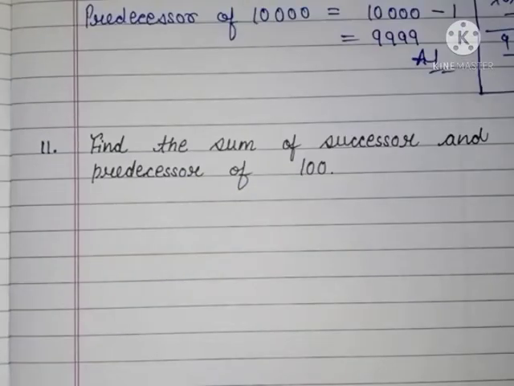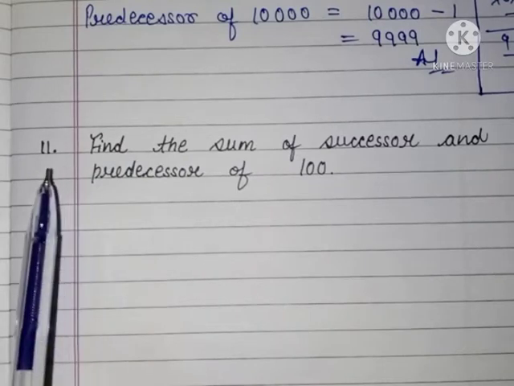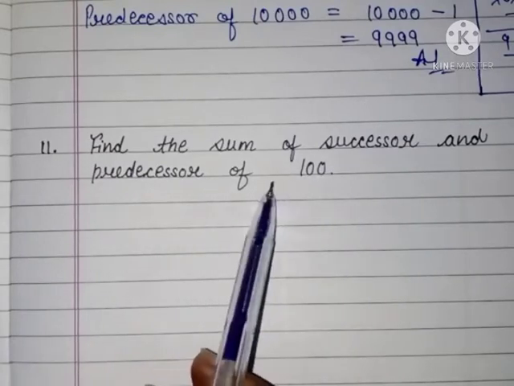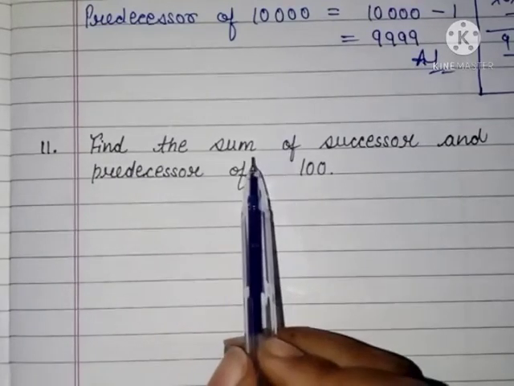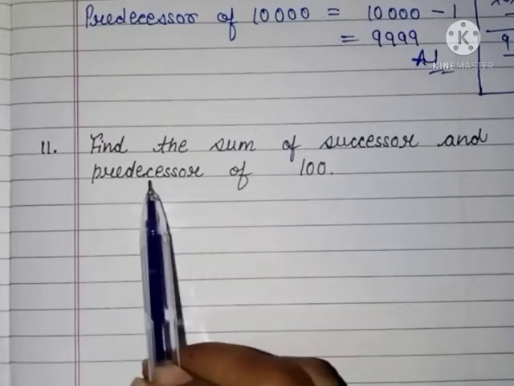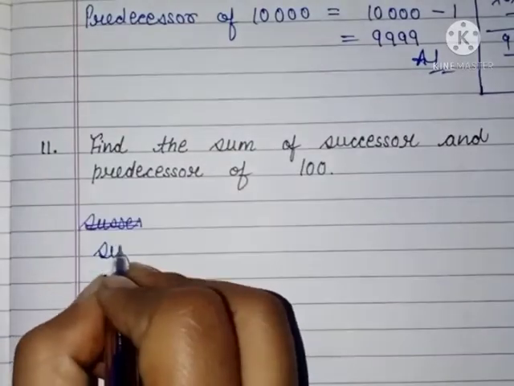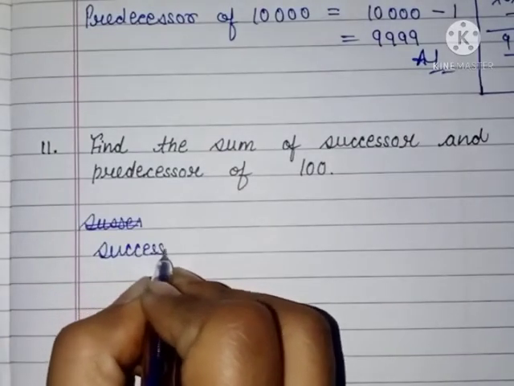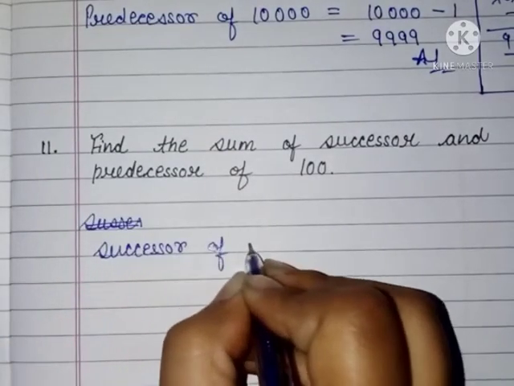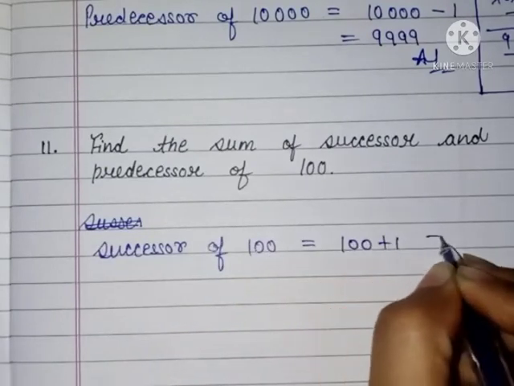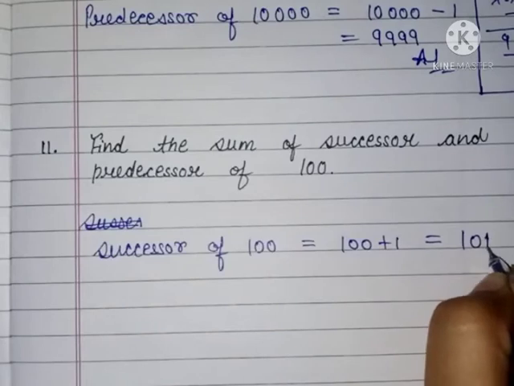Students, question number 9 and question number 10 you will do yourself. Now the question number 11, find the sum of successor and the predecessor of 100. Firstly you will find the successor, then predecessor of 100, then you will find the sum. So write here, successor of 100, how will you find it? 100 plus 1, that is 101.